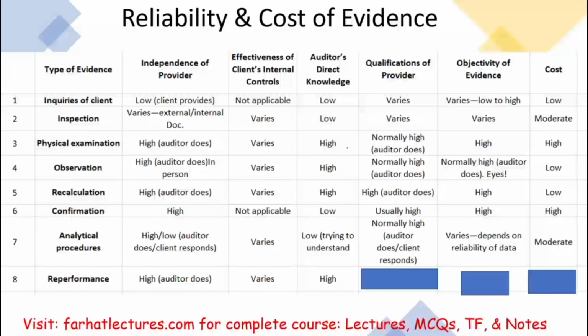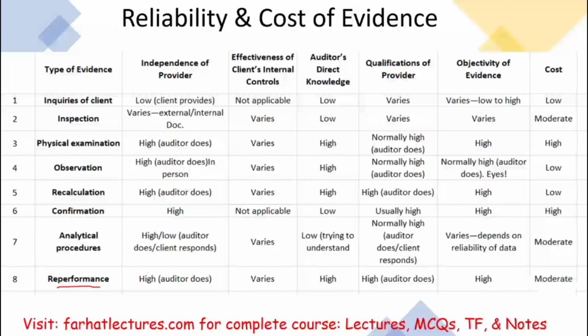The qualification of the provider is also high, because you should know what you are looking for. You should know what you are doing as an auditor. The objectivity of the evidence is also high, but remember, you might be reperforming, and it doesn't mean they're doing the same thing every time; it doesn't mean they're processing the transaction the same way every time. The cost is moderate. So it's very important to understand the relationship between the audit evidence and the reliability, the hierarchy of the reliability.